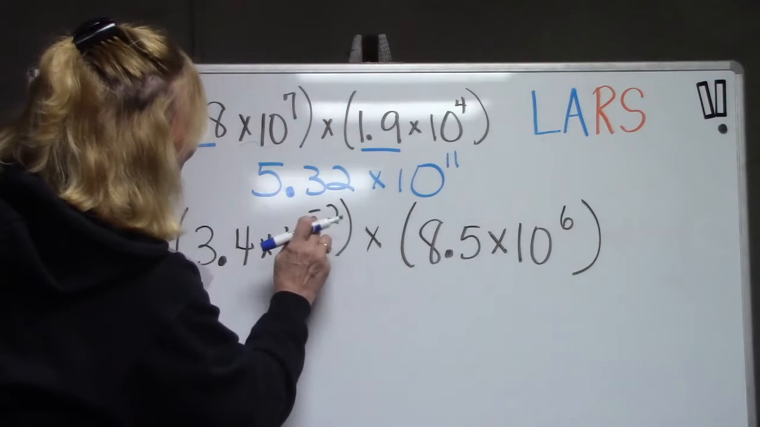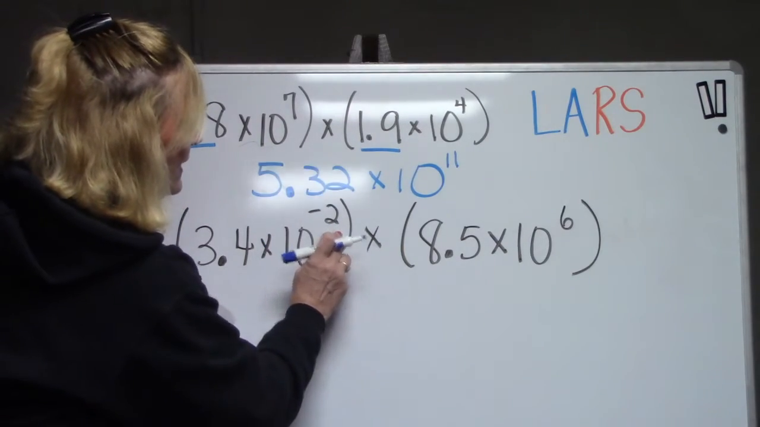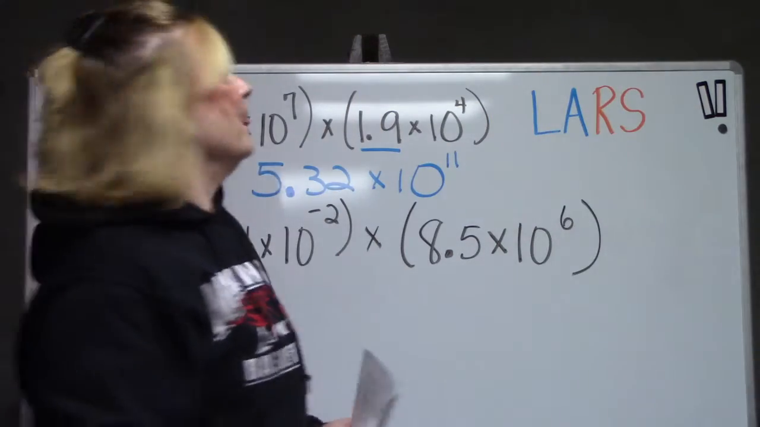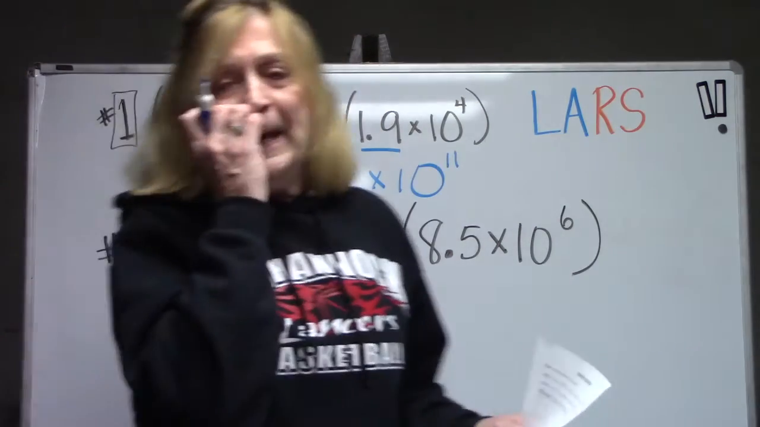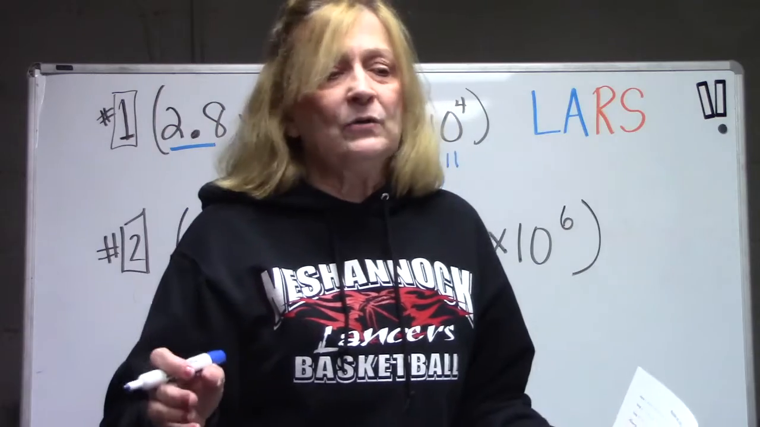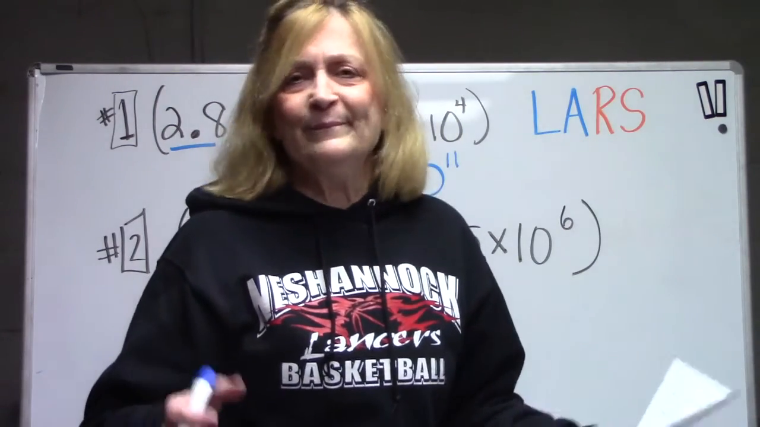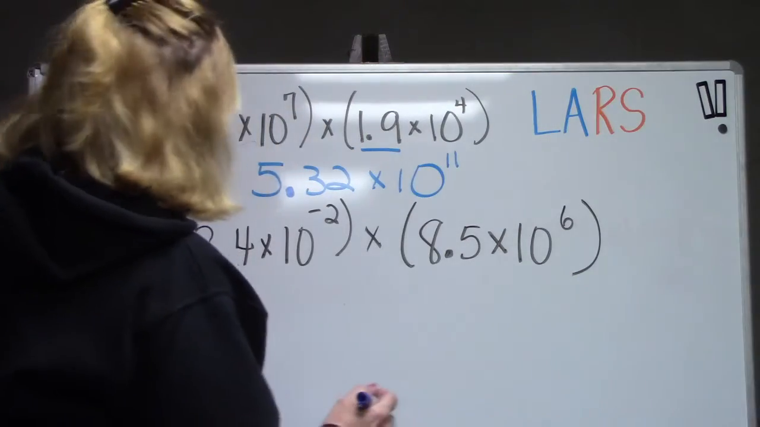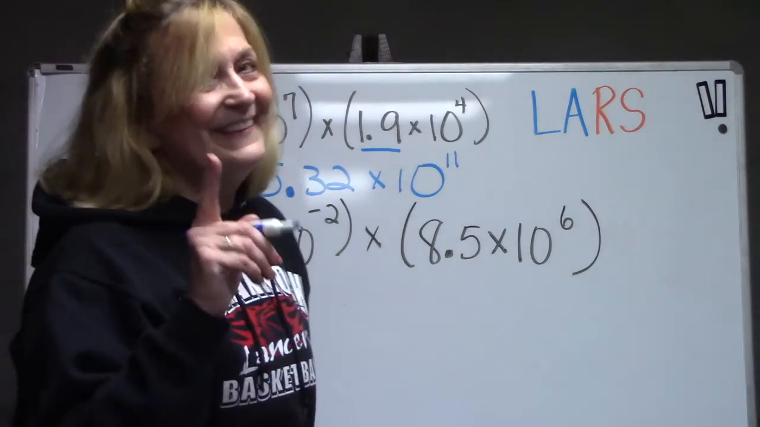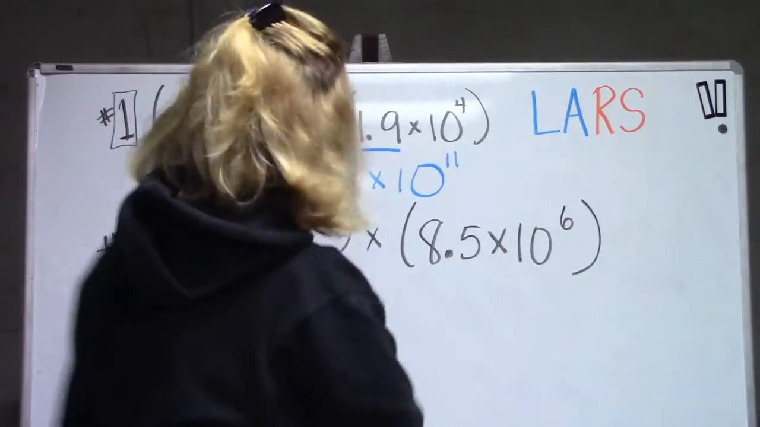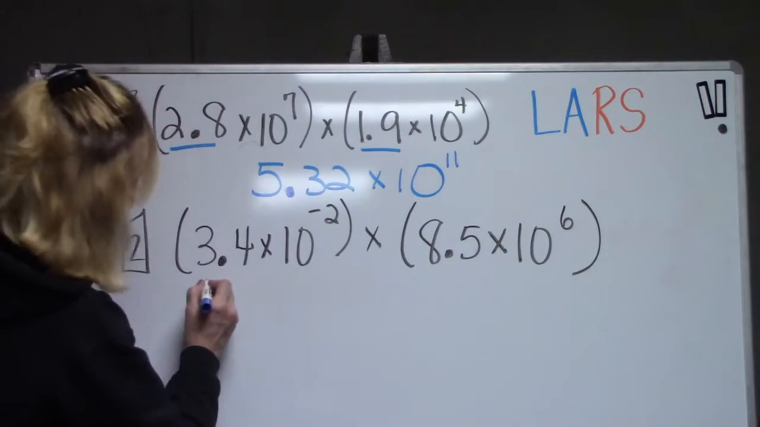3.4 times 10 to the negative 2 power times 8.5 times 10 to the 6th power. All right? The reason I like this is you don't have to worry about the exponents being the same. So you don't have to do any of that. There is another step. You see this there. It's there for a reason. But I'll show you that in a minute.